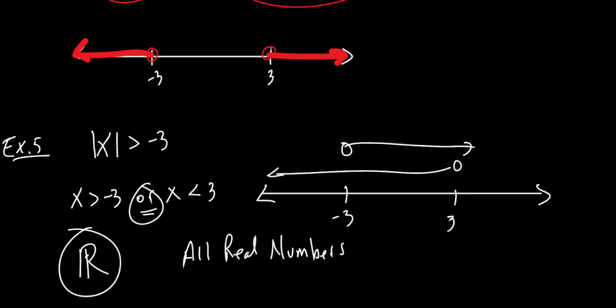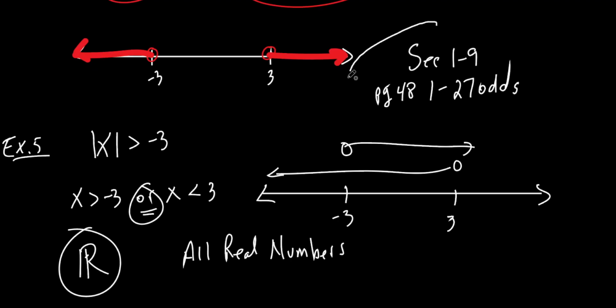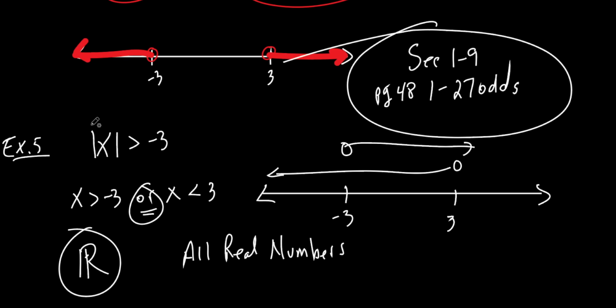All right? So here's your homework. Page 48, and you're doing 1 to 27, just the odds. Isn't that nice of me? All right, so there you go. 1 to 27 odds, that's your homework.